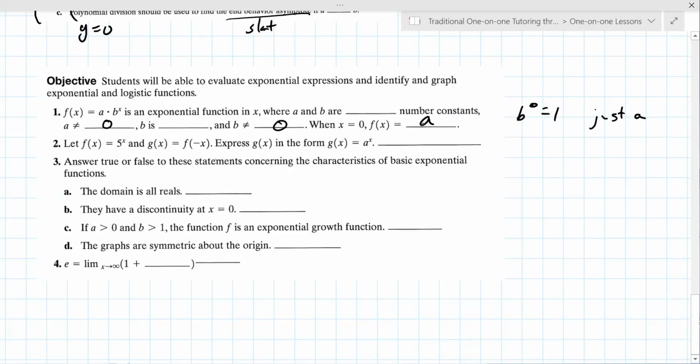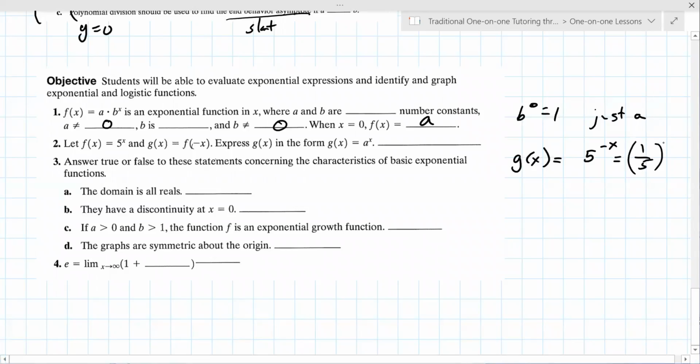So number 2, let f of x equal 5 to the x, and g of x equals f of negative x. So we're going to put negative x in over here. So g of x equals 5 to the minus x, which can be written as 1 over 5 to the x. But because 1 to the x equals 1, you can actually write this as (1/5) to the power of x, because that x applies to both the top and the bottom. So the answer here is (1/5) to the power of x.